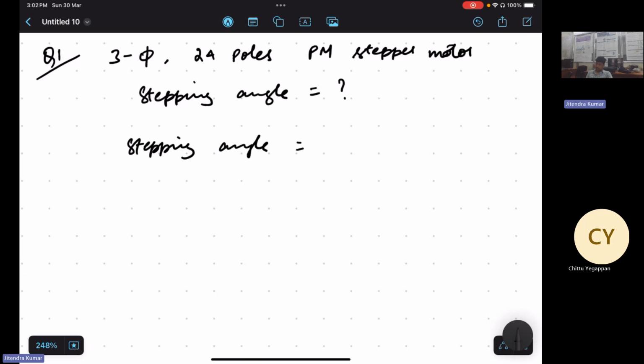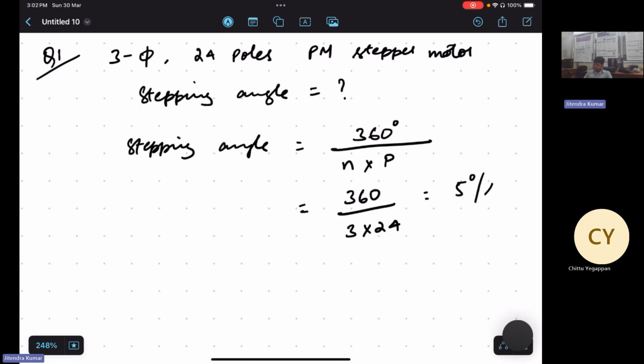If I want to calculate it, in a whole cycle that is 360 degrees divided by the number of phases and number of poles. So it should be 360 divided by 3 phases into 24 poles. It should be 5 degrees, isn't it? So for each step, the rotor should rotate by 5 degrees.